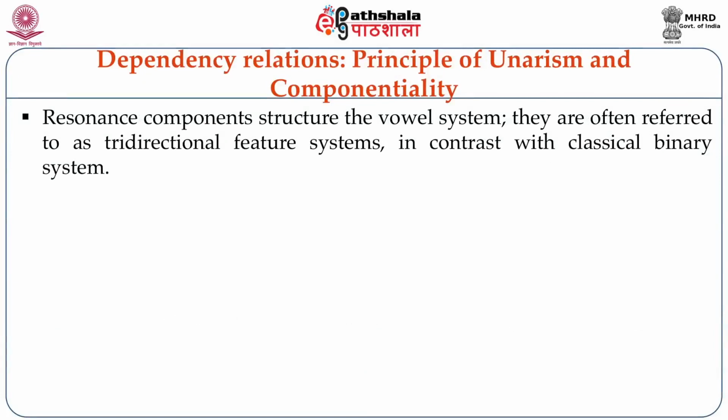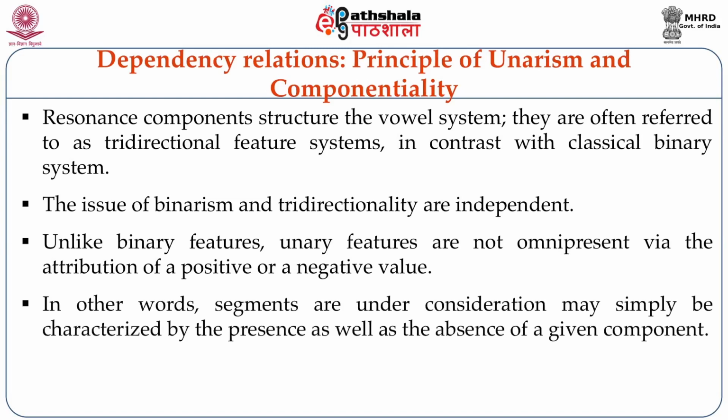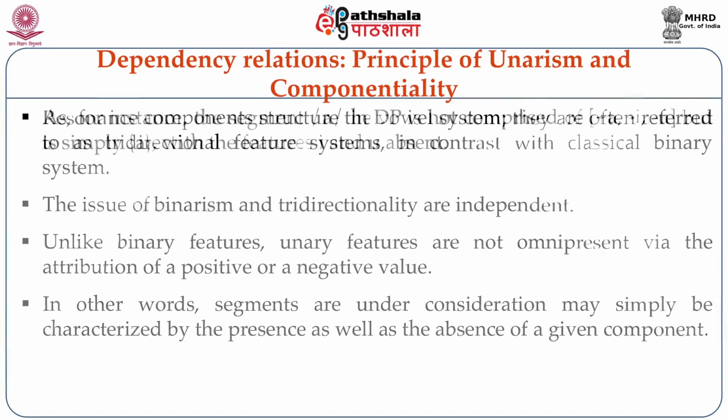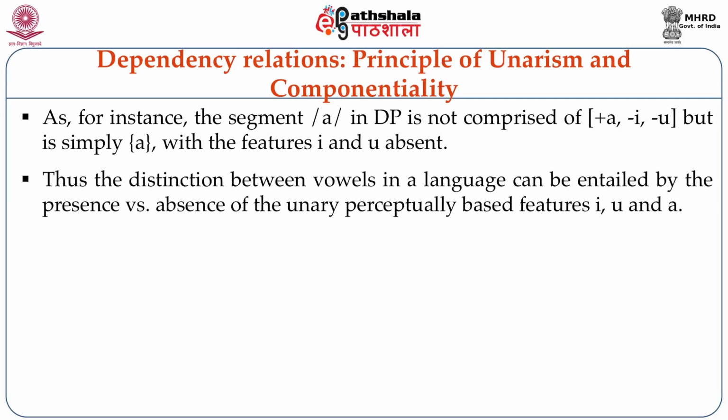Resonance components structure the vowel system. They are often referred to as a tridirectional feature system in contrast to the classical binary system, as we have already discussed. Unlike binary features, unary features are not specified via the attribution of a positive or negative value. In other words, segments under consideration may simply be characterized by the presence as well as the absence of a given component. As for instance, the segment A in DP is not comprised of plus A, minus E, minus U, but simply within curly brackets A, with the features E and U absent. So here, whatever we have discussed with you is shown in terms of examples. Hope you have understood this.